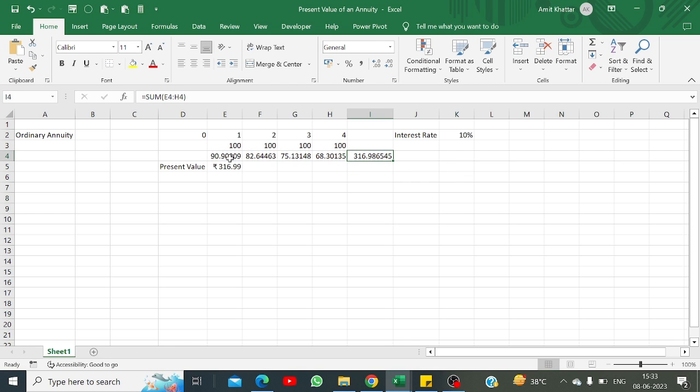So these are the two methods by which I can determine the present value of an annuity.